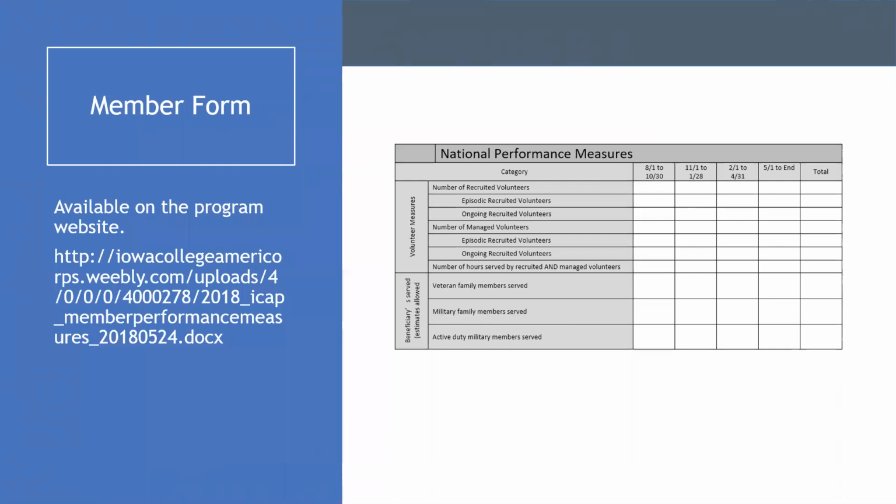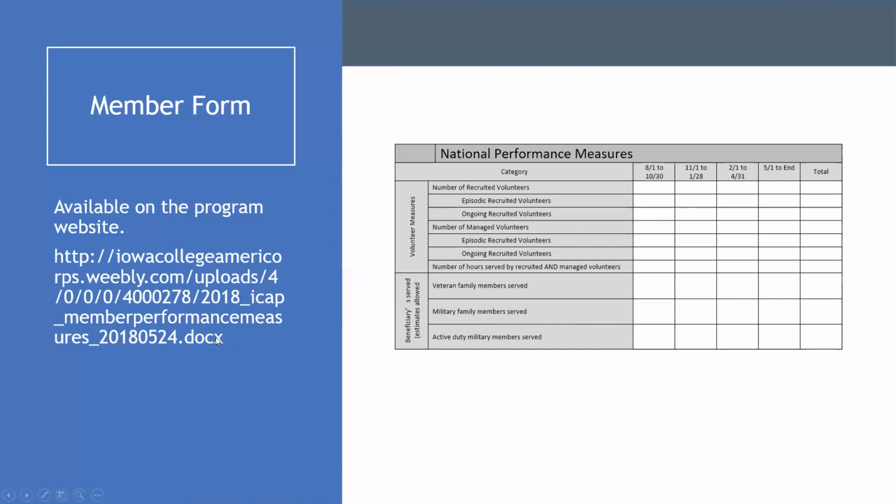One thing I want to mention is that on the program website, we do have a member form that helps to collect all this information. So if you want to work with your members and they can collect this numeric information, number of recruited volunteers, number of managed volunteers, those sorts of things, you can go ahead and hand them this form, and they'll do it. You can see this is what the form looks like. It also has their name and host site written on there, so they can enter that and help you track that information. It also has all the definitions that I mentioned earlier, so they have a clearer understanding of what it looks like.